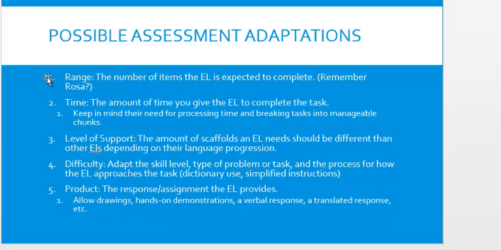Some ways that you could modify assessment for your ELLs is the range. So looking at the number of items that the ELL is expected to complete. So if it's a math class and you're having them do 1 through 26, perhaps she could do the odds or the evens. So make sure that they are still doing all the problems they need to meet the objectives, but just maybe not as much repetition because things may take them longer than other students.